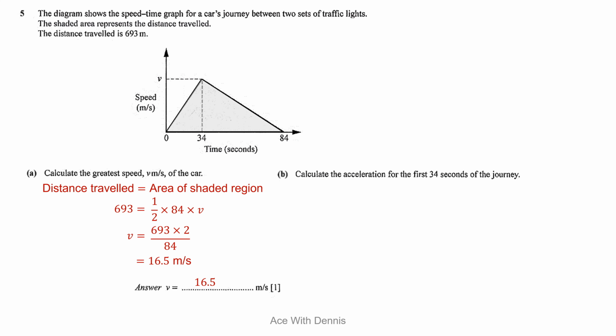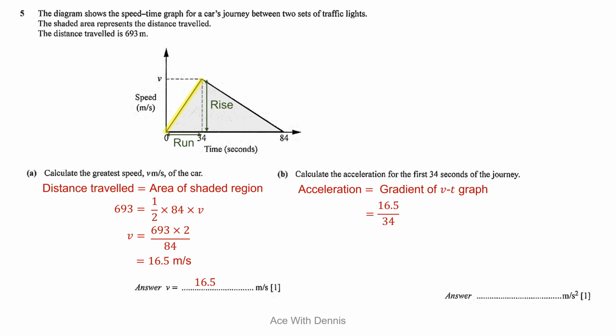Question B. Calculate the acceleration for the first 34 seconds of the journey. 1 mark. So, to get the acceleration, it will be the gradient of the speed time graph. The time is the first 34 seconds, which is the rise over the run. For this case, the rise is 16.5, then the run is 34. So 16.5 over 34, we calculate, we get 0.485 meters per second squared. Hence, the answer is 0.485.